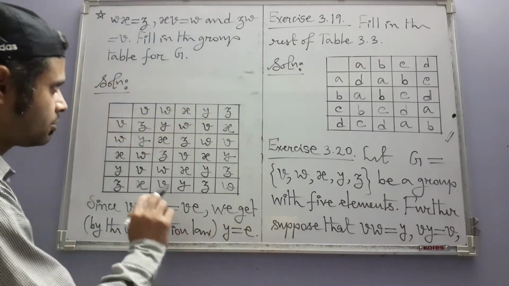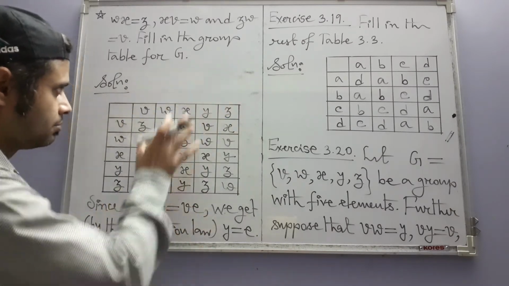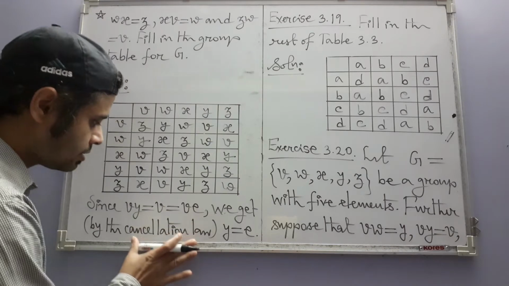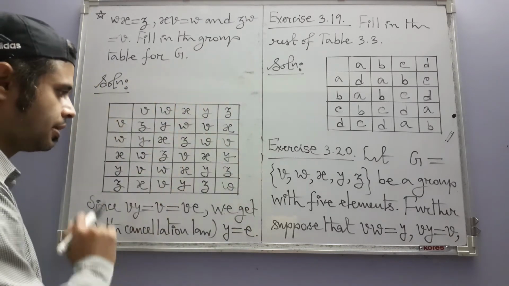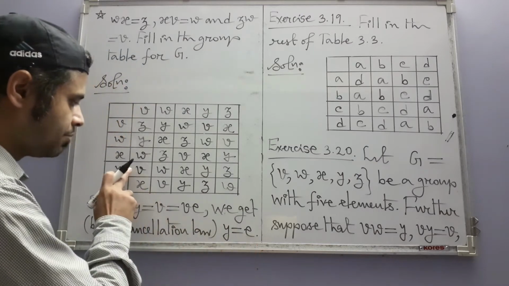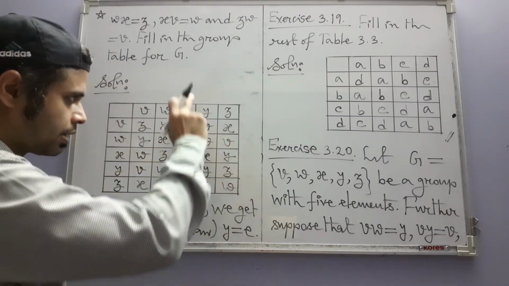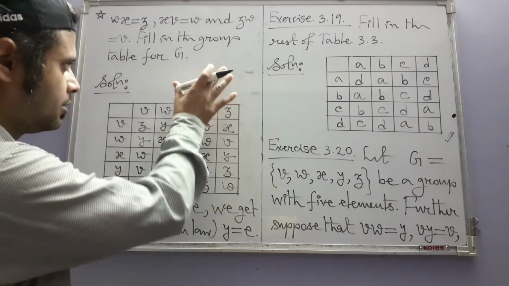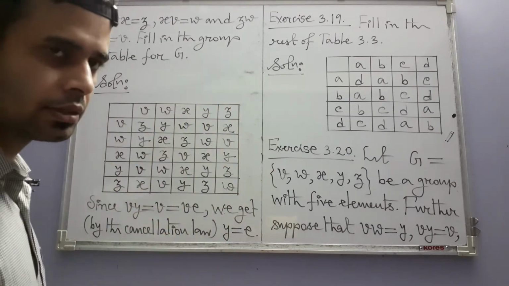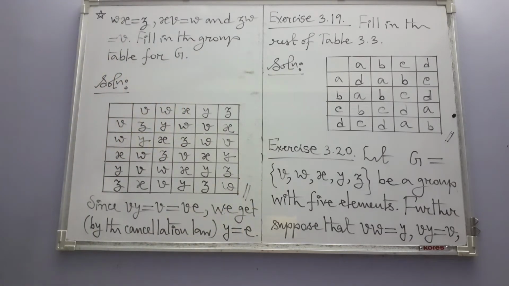So this thing, of course, I did not want to write it here to make it look bad, but this you need to write before the table, because of this only you have been able to immediately fill in this row and this column. So you need to write it on top of the table. So here the solution ends.